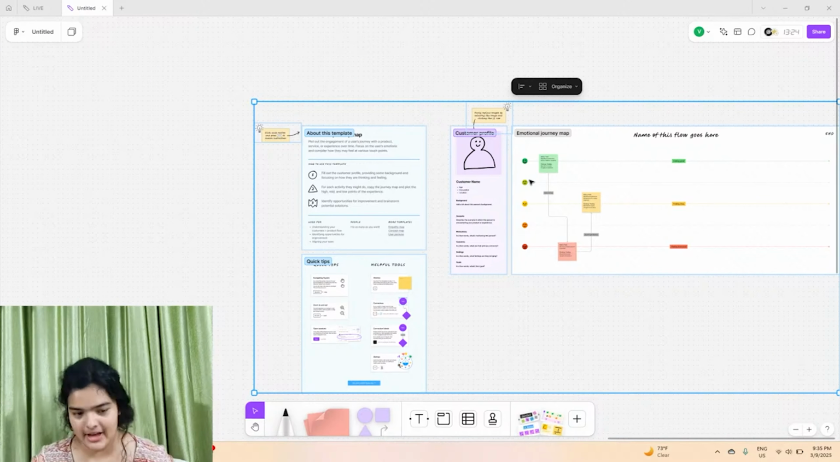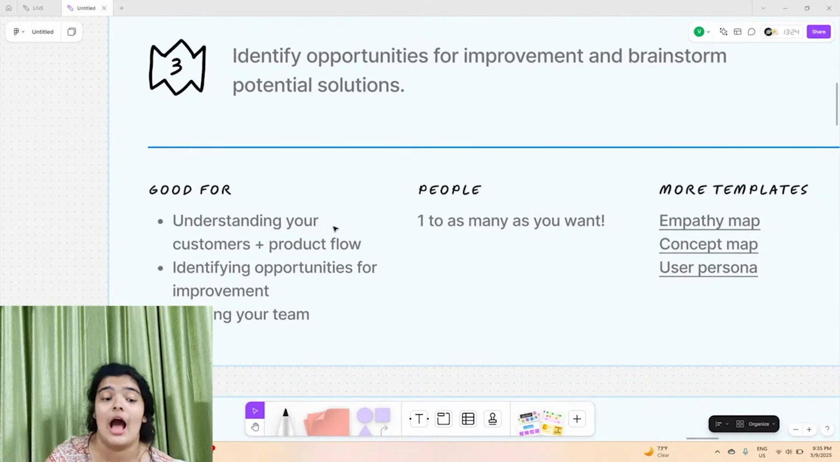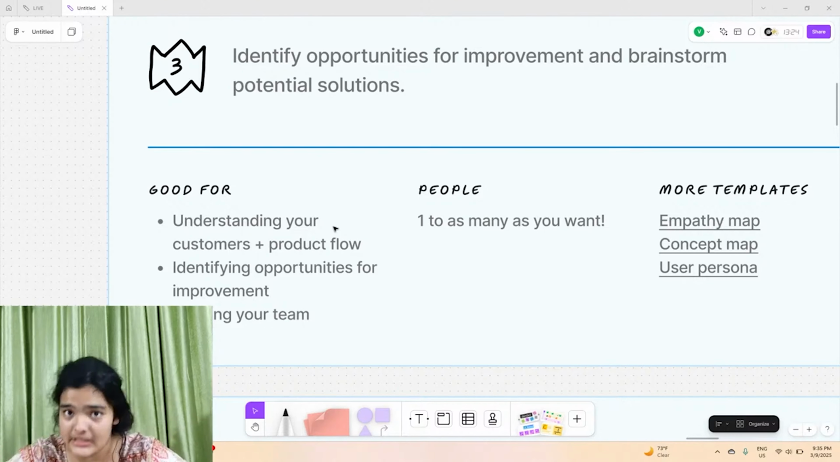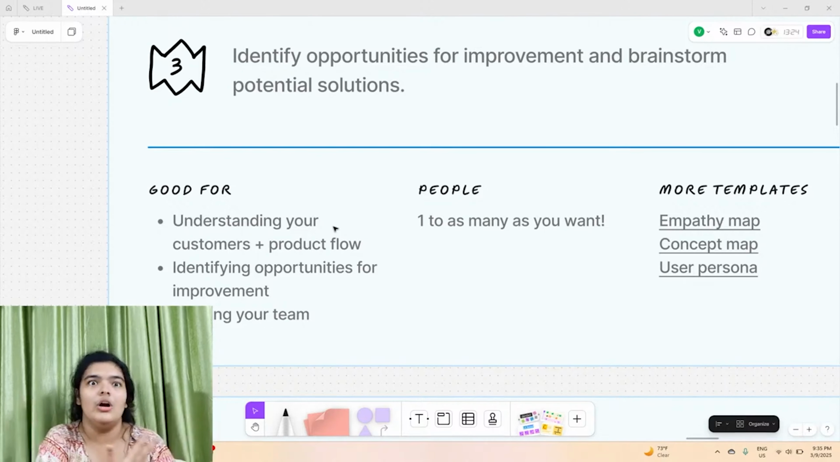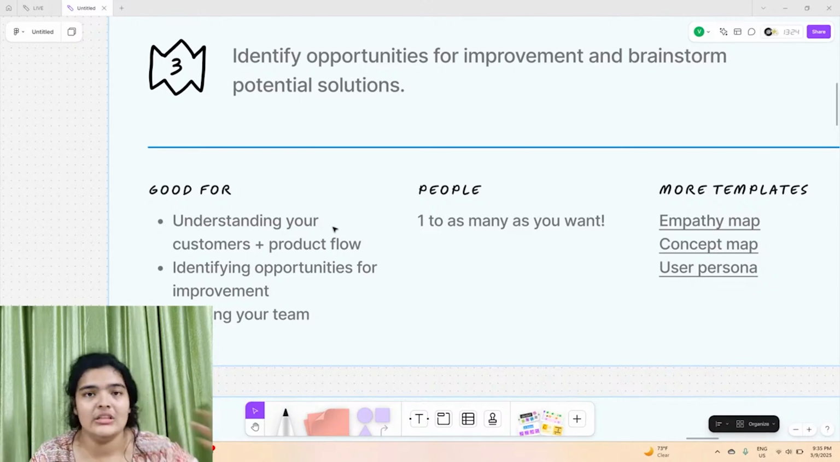We're back and we're talking about emotional journey maps. This is really useful to understand your customers and how the product flows. So before this, we've understood the user's persona, we've understood what the empathy was from the point of view of the user, what the whole world was like from the point of view of the user, and now we can understand how the product flows with the customer, right?